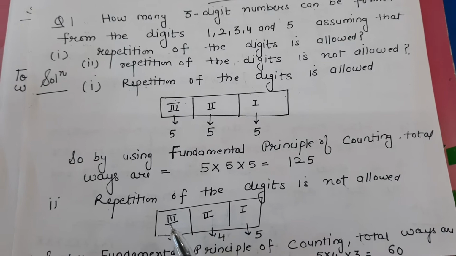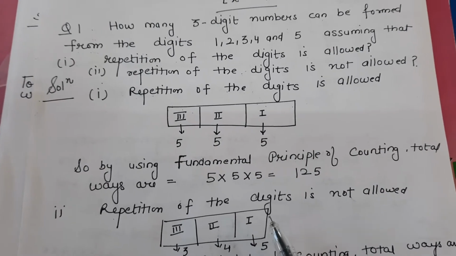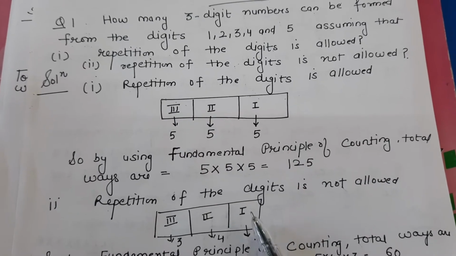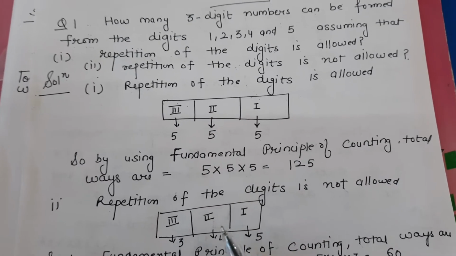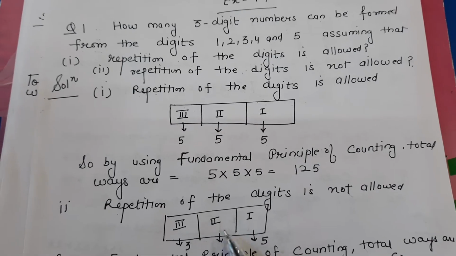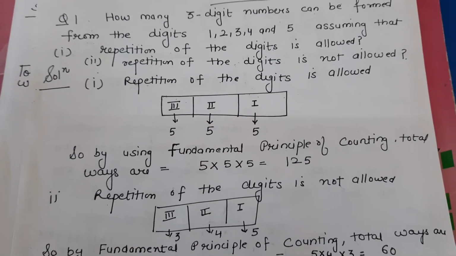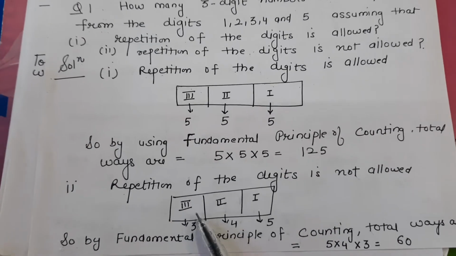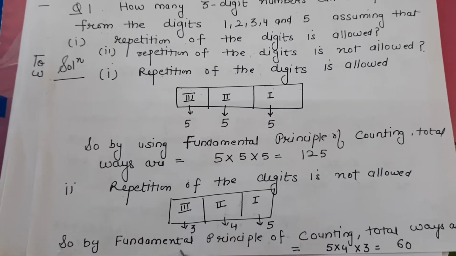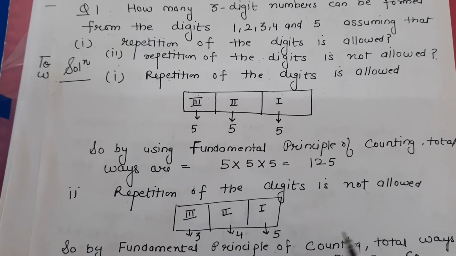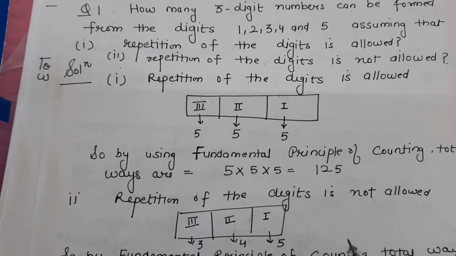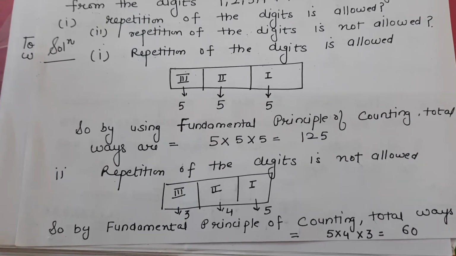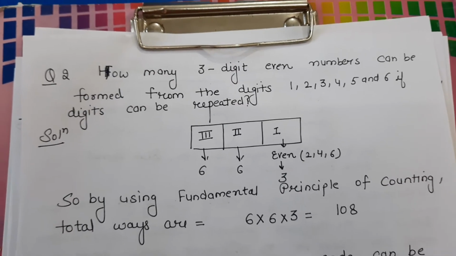Second case, when the repetition is not allowed, again we have to form 3-digit numbers. So we have drawn 3 blocks here, right? Now repetition is not allowed, but for the first place we have a total of 5 ways. Now since a digit cannot be repeated, we now have 4 digits available with us. That means this place can be filled in 4 ways. Now this third place can be filled in 3 ways. So by using the fundamental principle of counting, the total ways are 5 into 4 into 3. Answer is 60.